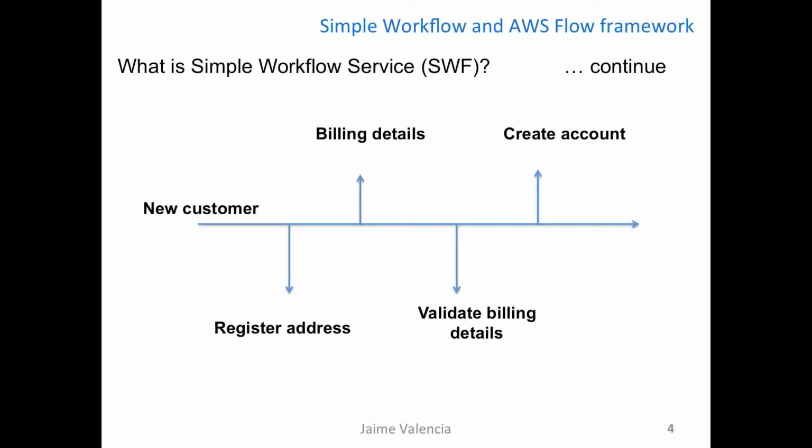In order to understand better how a workflow is defined in Amazon, let's see a common and simple workflow application that registers new customers and what is involved in it. The first step will be to register the address of the new customer. Then we will register the billing details related to that customer. Then we validate those billing details. Usually this will happen with a third-party application or in a remote place. And then finally we will create an account.